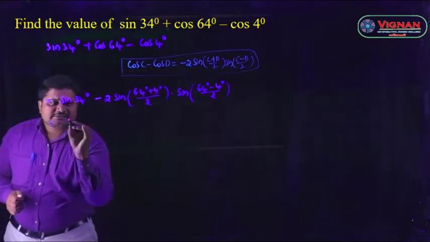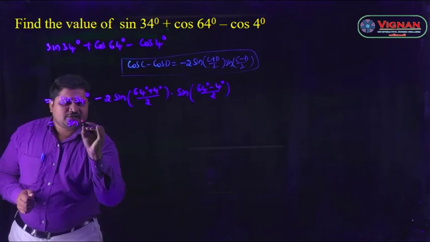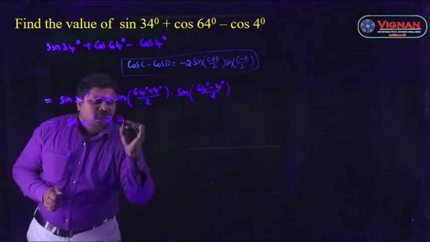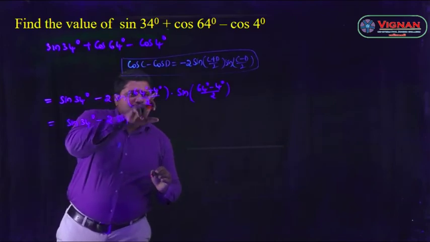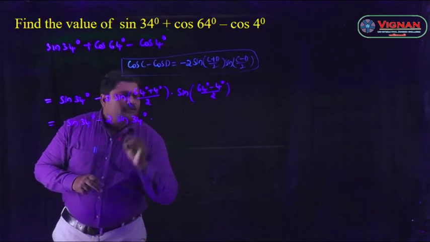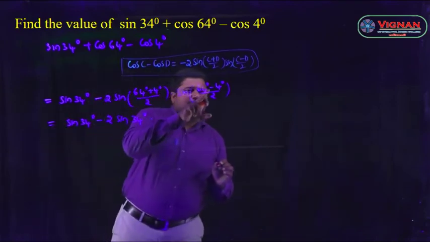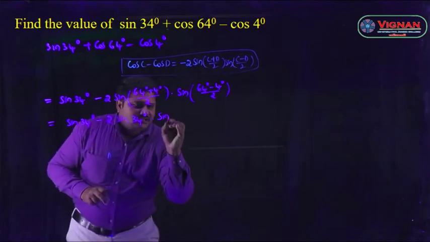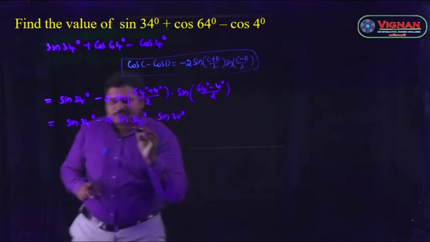Then sin 34 degrees minus 2 sin of (64 plus 4) 68 by 2, that is 34 degrees, into sin of (64 degrees minus 4 degrees) 60 degrees by 2, sin 30. Here we get 2 sin 30.